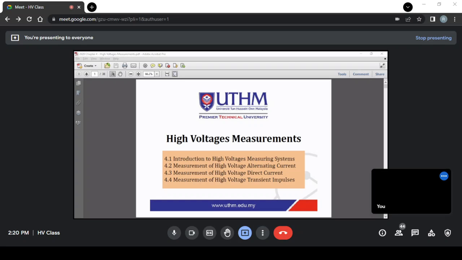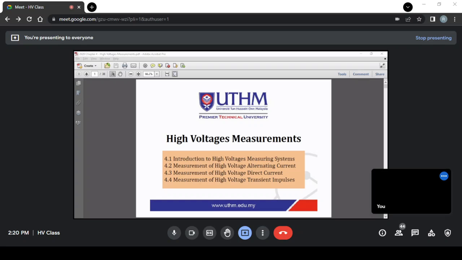Okay, there are three high voltage sources that we definitely need to measure, because we generate HVAC, we generate HVDC and impulse. Of course, these three sources of high voltage need to be measured by a specific procedure and technique. But overall, in general, the fundamental basic of how to measure the high voltage is actually as simple as current probes and voltage probe.